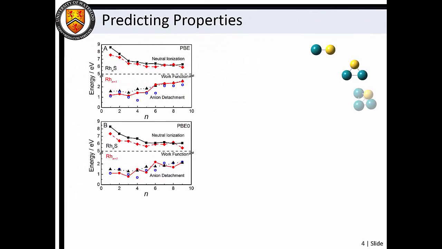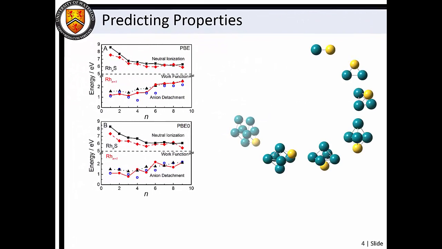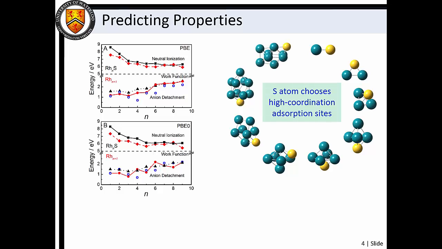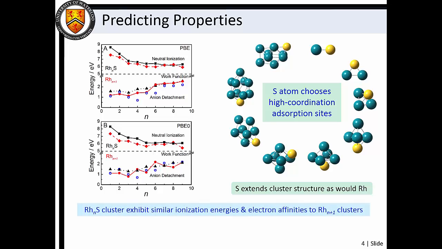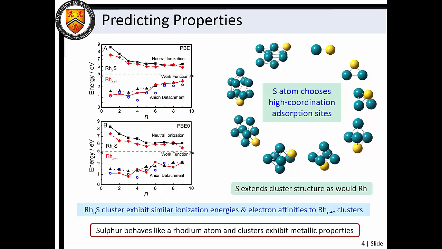Having identified a test set of structures, we can carry these forward for calculations at the density functional level of theory. This yields more accurate predictions of cluster structures and properties. Immediately, we see that sulfur prefers high coordination adsorption sites, actually adopting the same position that another rhodium atom would have. We also find that rhodium sulfide clusters exhibit ionization energies and electron affinities that are very similar to those of the analogous bare rhodium clusters.